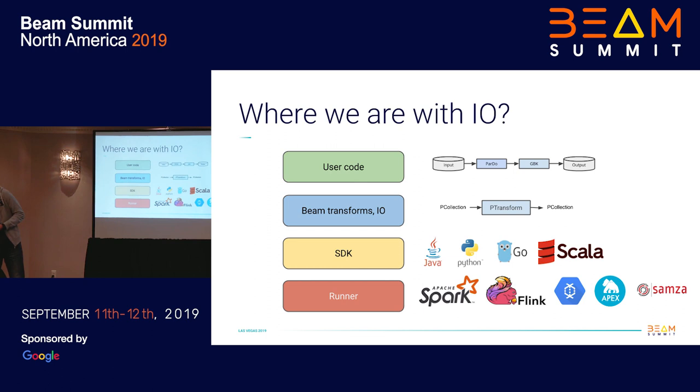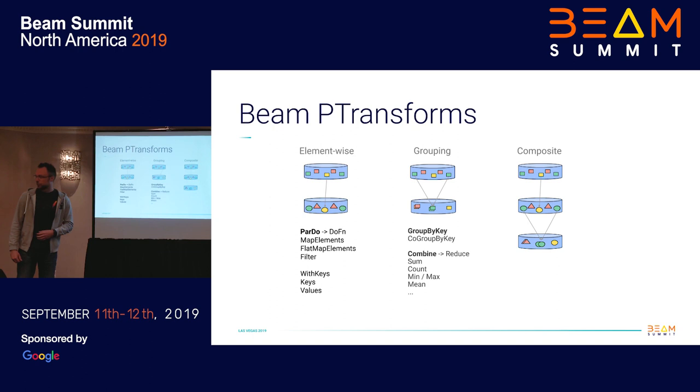Beam already provides a bunch of different transforms, which you can split into two groups: element-wise transforms, which in general are like a map transform, and group by key transforms, like group by key and combine, and so on. Using these two primitives, we can create composite transforms, so the number is unlimited. And actually, an IO connector usually is a composite transform.